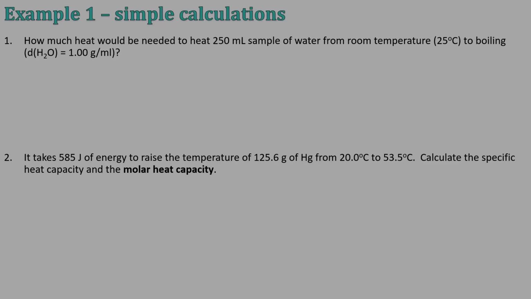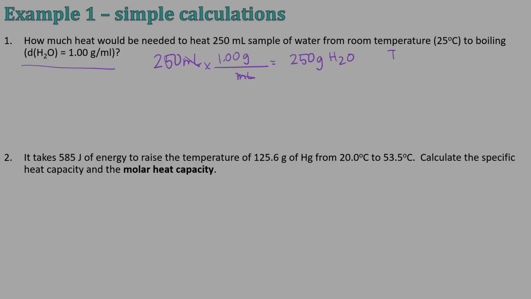All right, how much heat would be needed to heat a 250 milliliter sample of water from room temperature to boiling? These are some simple calculations, just using the specific heat so that you can see how it works. The density of water is 1 gram per milliliter. Hopefully you know that. It's something you need to assume at all times on the AP test, even if it's not given to you. So if I have 250 milliliters of water, then I have 1 gram per every milliliter, which means I'll have 250 grams of water.